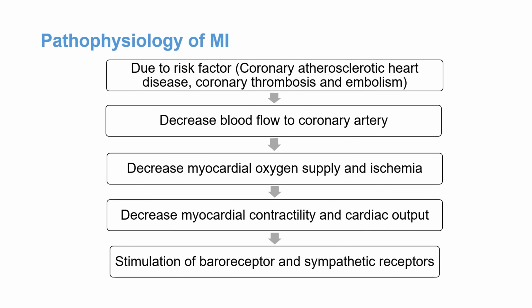So let us see the pathophysiology of MI. Due to risk factors, that is coronary atherosclerotic heart disease or coronary thrombus and embolism, there will be decreased blood flow to the coronary artery. So there will be decreased myocardial oxygen supply and ischemia. As a result, there will be decreased myocardial contractility and cardiac output, and finally stimulation of baroreceptors and sympathetic receptors.